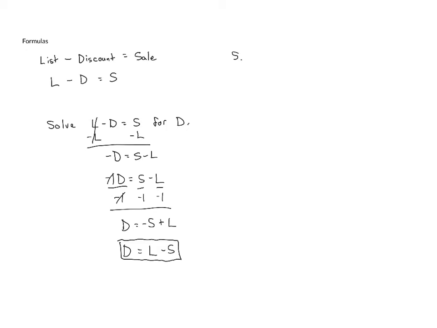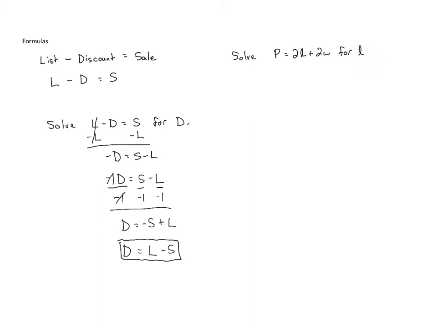Let's solve P equals 2L plus 2W for L. You might recognize this as the formula for the perimeter of a rectangle. The perimeter equals twice the length plus twice the width. This tells us how to figure out the perimeter if we know the length and the width. But let's suppose we want to figure out the length if we know the perimeter and the width.